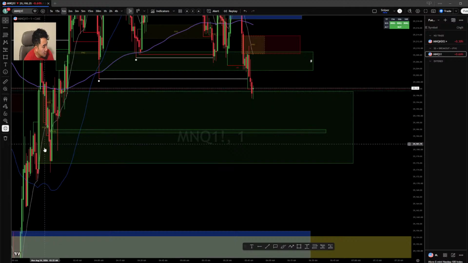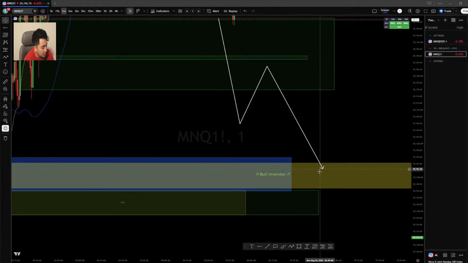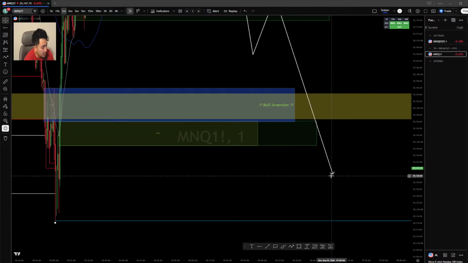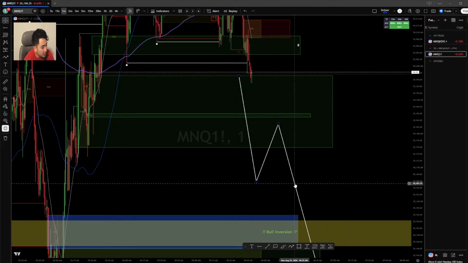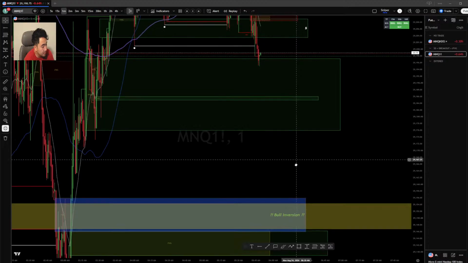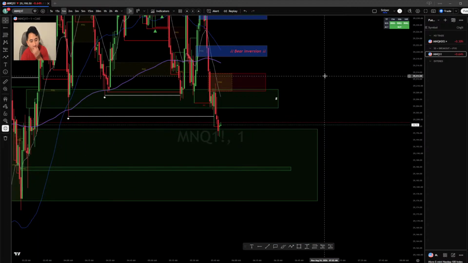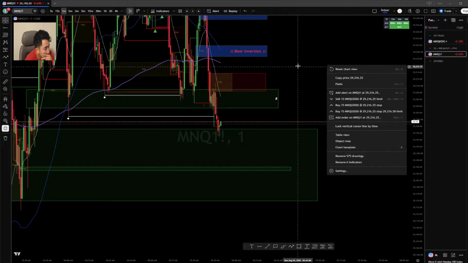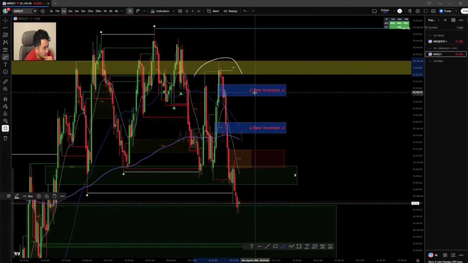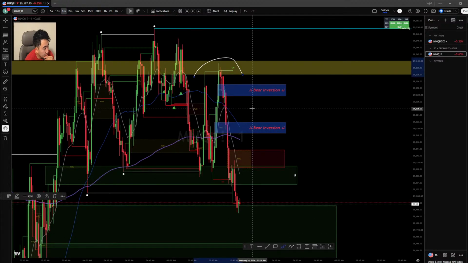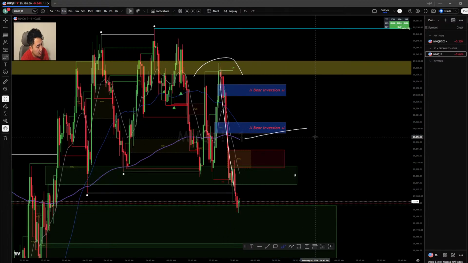Now this big bullish gap right here could become a bearish inversion. If price comes down, we'd use that and then target this 1 minute liquidity down here. And that's a possible setup. Yeah, price just came back up here and then dumped straight down without tapping into these bearish inversion zones.